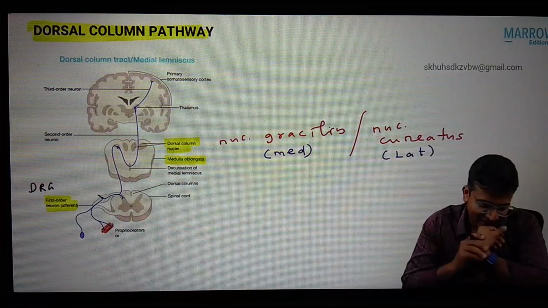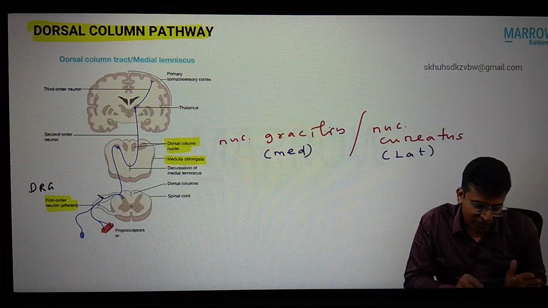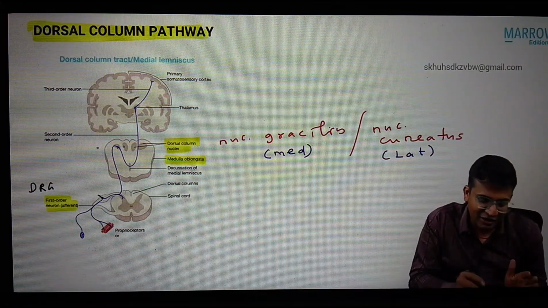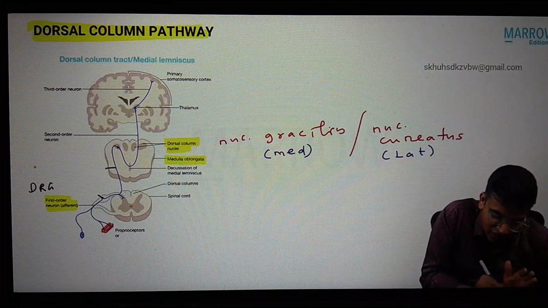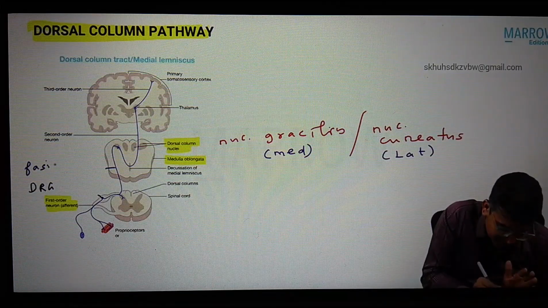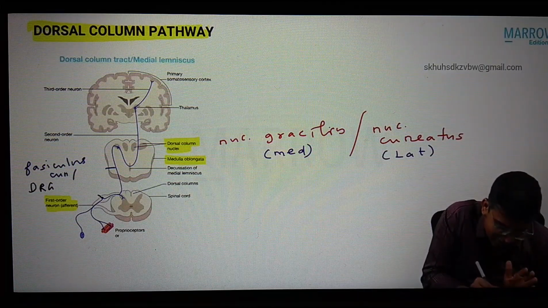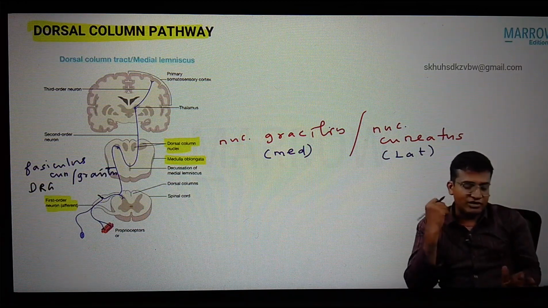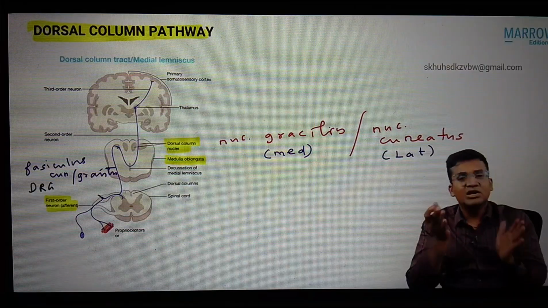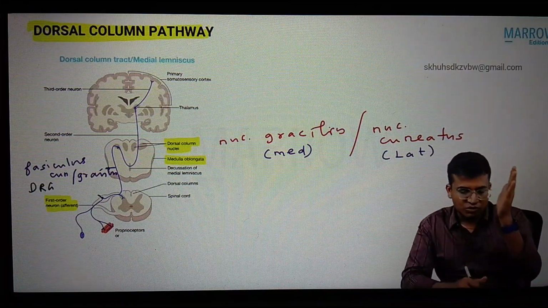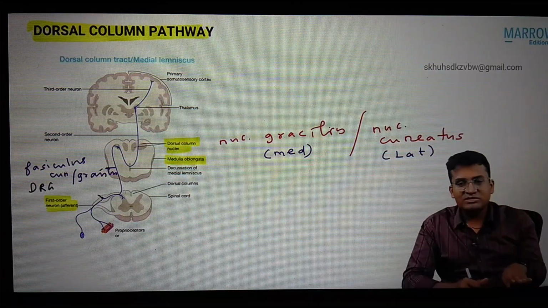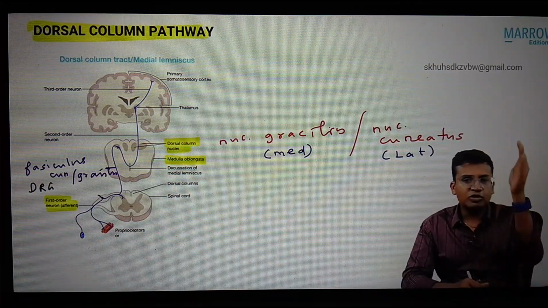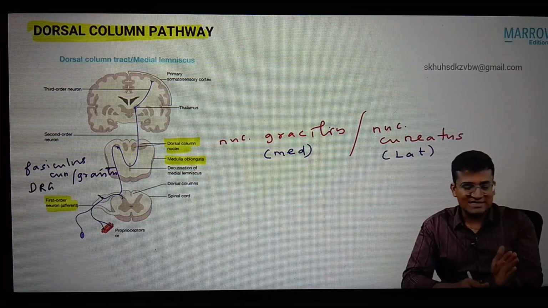The medial one is nucleus gracilis and the lateral one is nucleus cuneatus. Right. Now the fibers from the dorsal root ganglion go to the medial nucleus and lateral nucleus. These tracts are called fasciculus cuneatus and fasciculus gracilis. From the dorsal root ganglion, the fibers that go to the cuneate nucleus are called fasciculus cuneatus. Fibers that go to nucleus gracilis are called fasciculus gracilis.